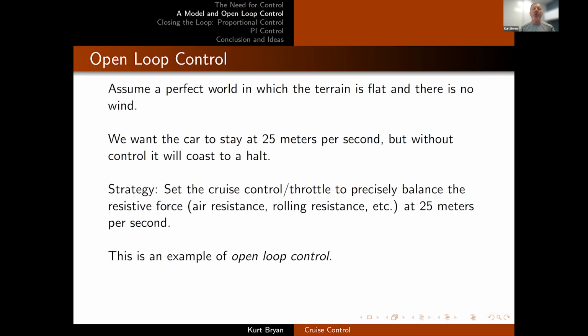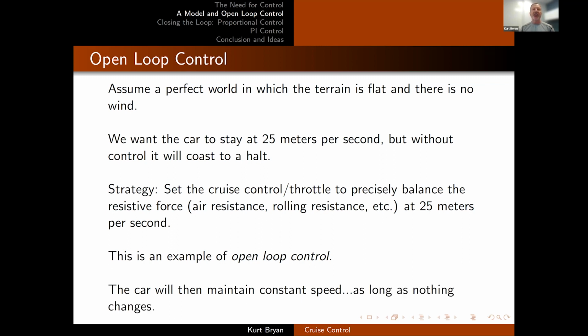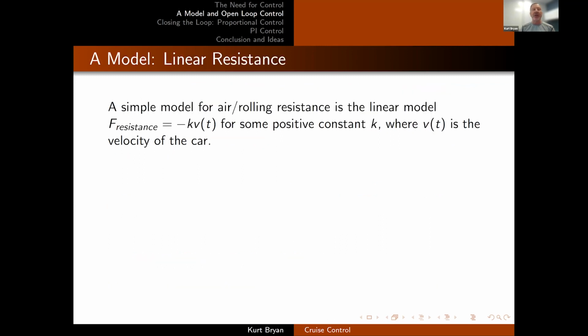This is an example of open loop control. You set the throttle at whatever's necessary to maintain speed, and then it stays there. But the problem is the car will maintain the proper speed as long as nothing happens. But imagine you encounter a headwind or a hill. Well, open loop control where you set it and forget it is not going to cut it. So to make up a better control algorithm, we need a model for a car.